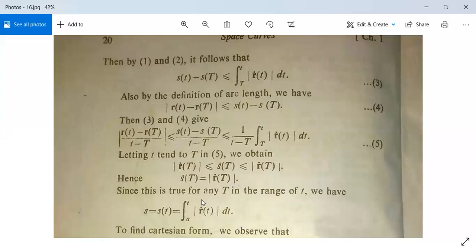Since this is true for any capital T in the range of small t, we have s equal to s(t) equal to integration from a to t modulus r dot t dt. So this is the formula we will use for arc length.